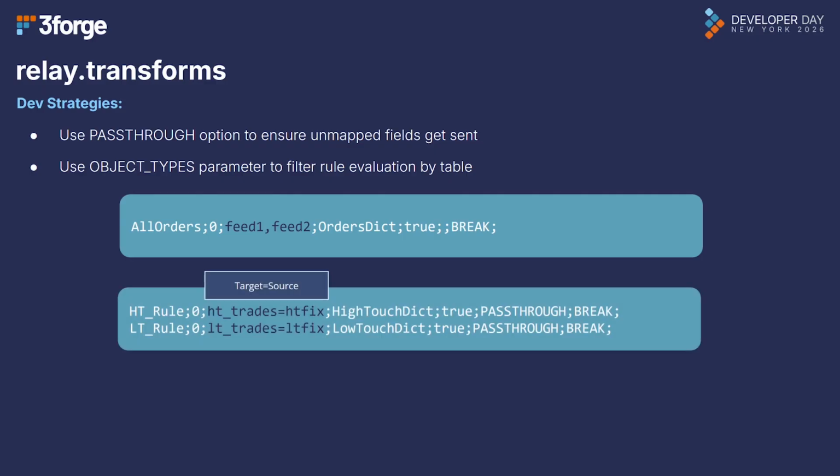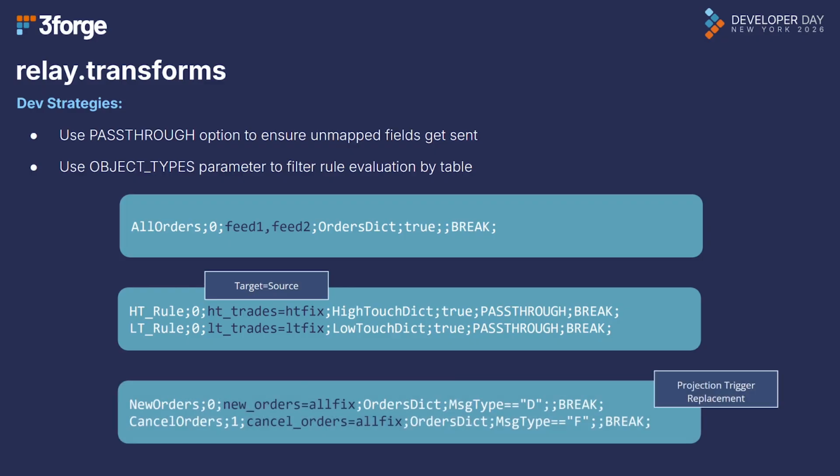Now, you can also map your messages to a different table name. So you would do this in the form target equals source. And in this example, say we have messages coming in from 2 different Kafka topics called htfix and ltfix. But in my database, I want the tables to match a certain naming convention, so I'm going to map them to different table names.